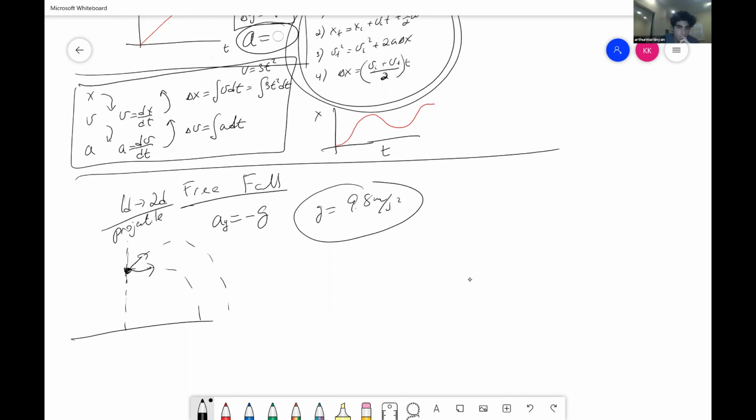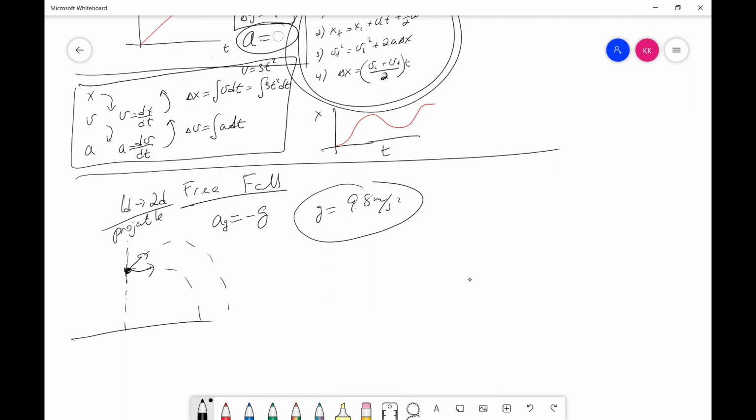Professor? Yes. What would be the best way to identify in a question whether it's asking for one-dimensional or two-dimensional kinematics? You want to look at whether there is some kind of horizontal component to the velocity.